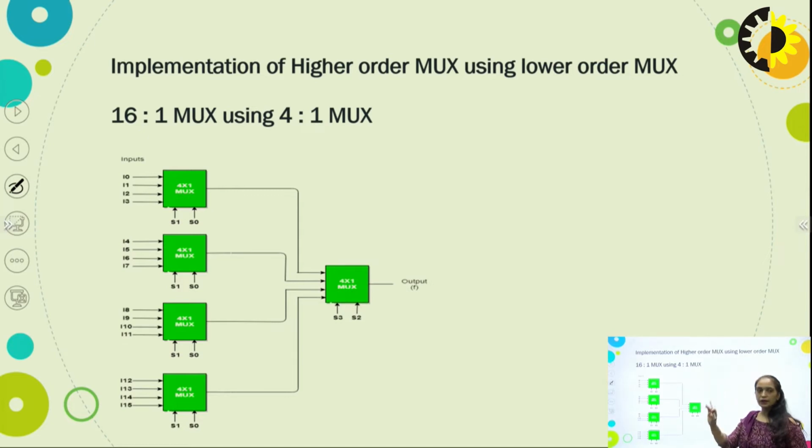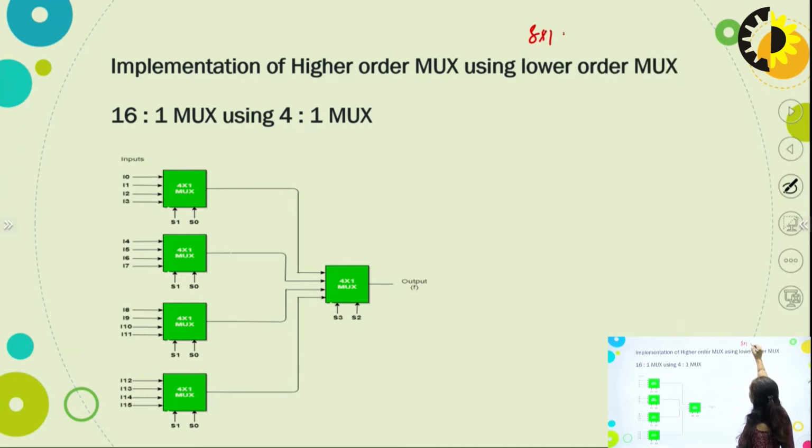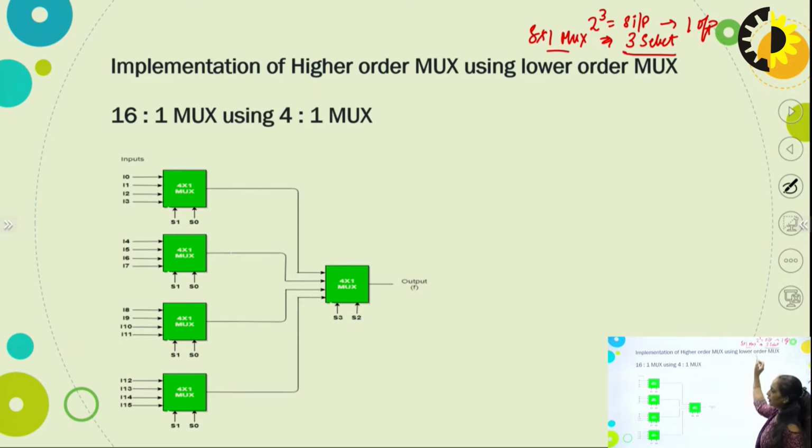Next, we can implement the 8 cross 1 mux. So now we have designed the 2 cross 1 mux and 4 cross 1 mux. Similarly, we are going to have an 8 cross 1 mux. In case of 8 cross 1 mux, we are going to have 3 selection lines, right? 2 raised to the power 3 is equal to 8 input lines and 1 output line. If we have 3 selection lines, we design an 8 cross 1 mux. If we have 4 selection lines, we are going to have a 16 cross 1 mux. These higher order multiplexers can also be designed with the help of lower order multiplexers. So let us check how.